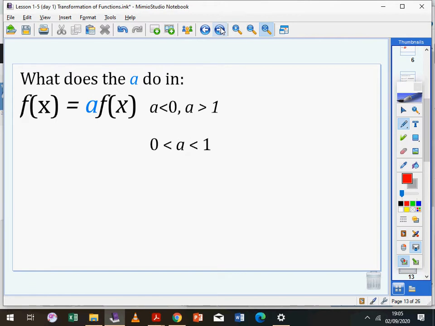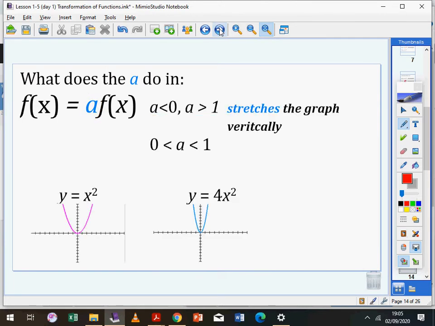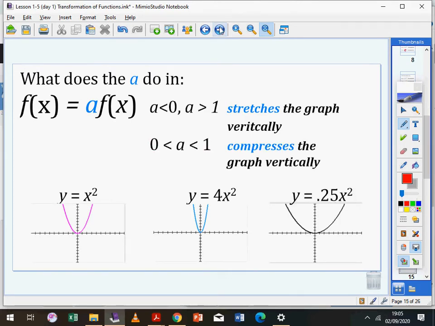If you have a constant value before the function and that value is greater than 1, that value stretches the graph vertically. If that value is between 0 and 1, then it's going to compress it vertically. So this is a vertical compression, but you can call it a horizontal stretch, or this is a vertical stretch, but you can also call it a horizontal compression. Or both of them are of this original function.